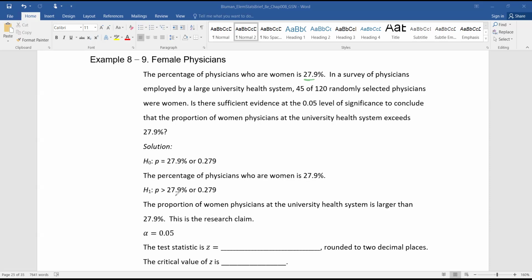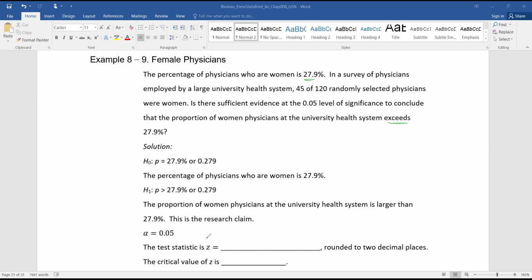The alternative hypothesis, let's see, exceeds, there's the word. So that would mean greater than 27.9%. And so the proportion of women physicians at the university health system is larger than 27.9. That's what we're trying to test, so therefore that is our research claim. We have an alpha of 0.05. So basically, we are good with 5% or less of potentially making a type 1 error.